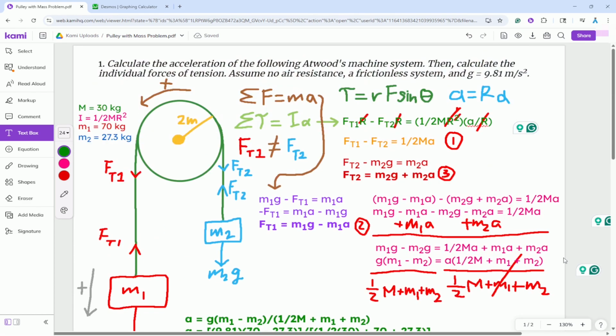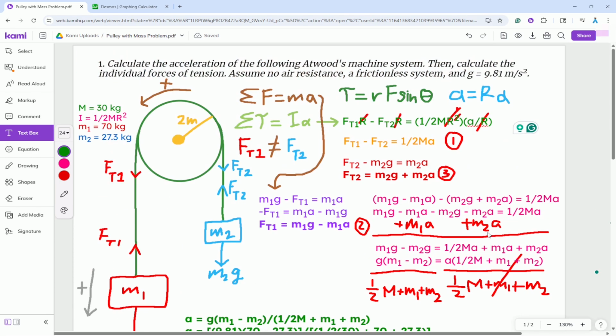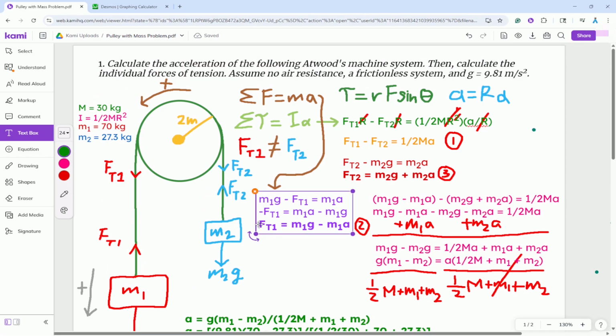So this pulley accelerates at the rate of g on Mars. Isn't that pretty cool, Sigma? All right. Now, we've only done half of the question, Sigmas. Now we need to do the other half of the question, and that's calculate the forces of tension. But that's pretty easy, because we already have 2 equations.